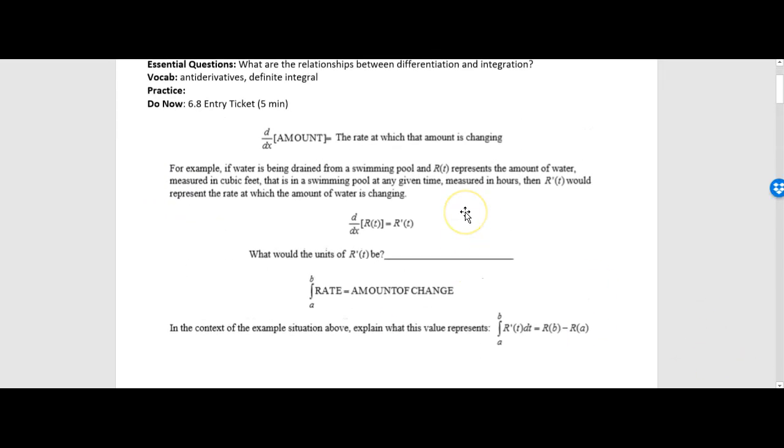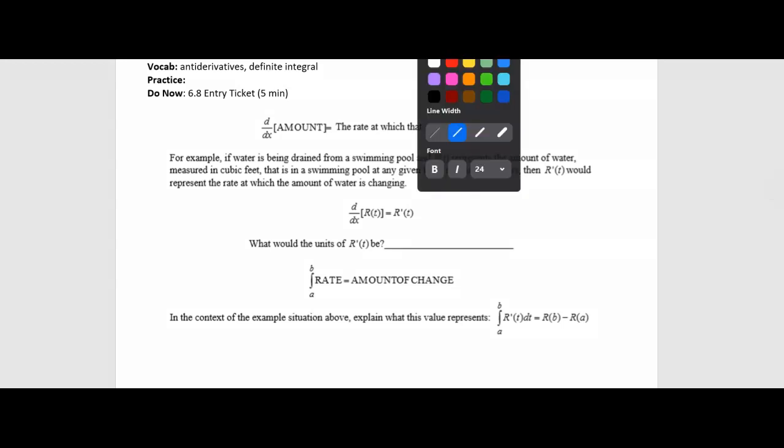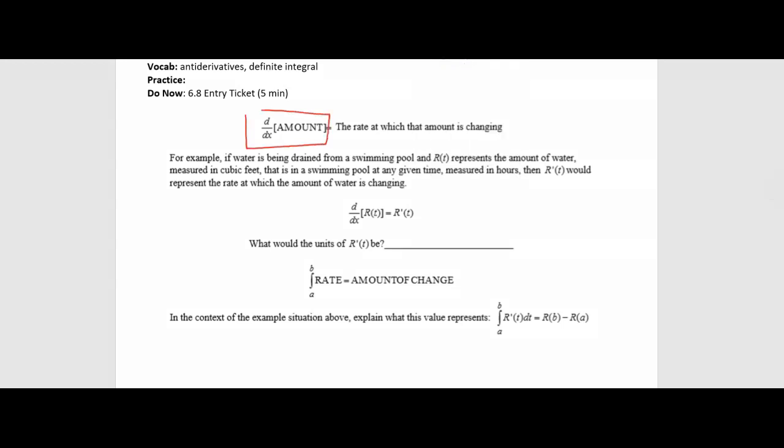So the first thing we're going to look at is when I take the derivative, so d dx, of a certain amount, right? Well, that derivative is going to give us a rate. Just like slope is rate of change, if I take the derivative of a function, it's going to give me the rate of change of what's going on with the function, the rate at which whatever the y values are changing.